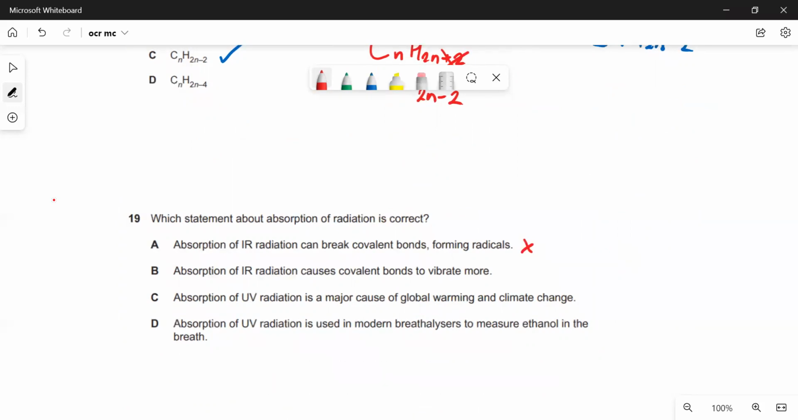Absorption of IR causes covalent bonds to vibrate more. Well, that does, and that's why they absorb infrared radiation. That's why we can look at the infrared spectrum of an organic molecule. It's absorbing infrared and making the bonds vibrate. Absorption of UV is a major cause of global warming. No, that's infrared, isn't it? And absorption of UV radiation is not used in modern breathalyzers. That's infrared, which we use, basically infrared spectroscopy of someone's breath.